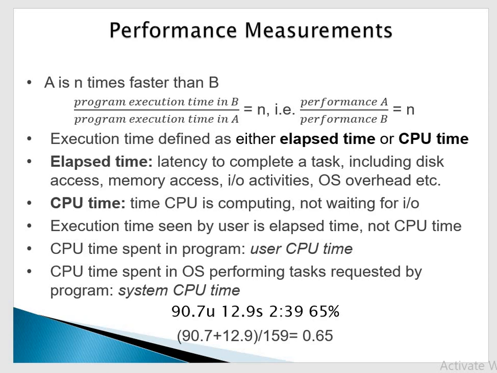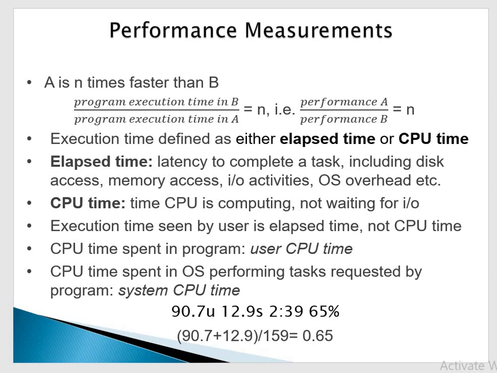What is the CPU time? CPU time is the time taken by the processor to complete one task. It will not include any waiting time for I/O or any memory access time. It will not include any waiting period required for slow I/O devices or slow memory devices. So it is purely the time taken by the CPU to complete the task, which is also called the CPU computing time.